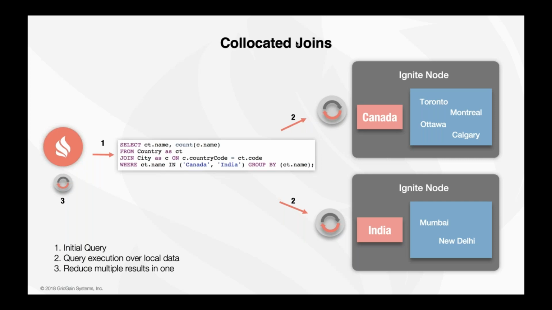And then when we run this query, the query will work over the local data. It will do the joins locally. It doesn't have to do that join across the cluster.